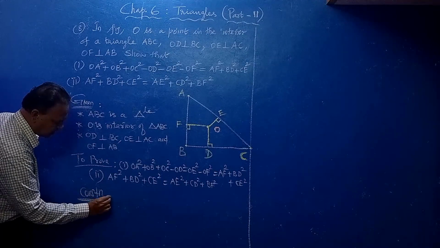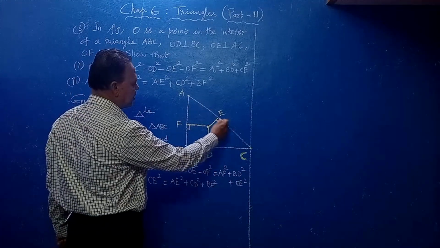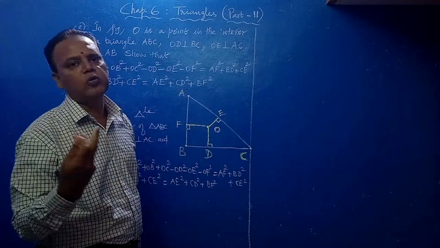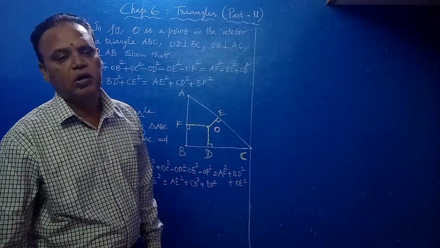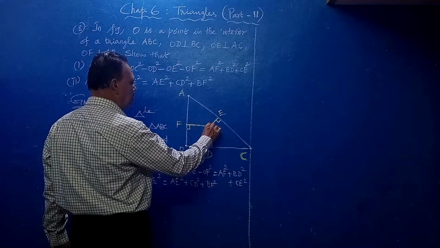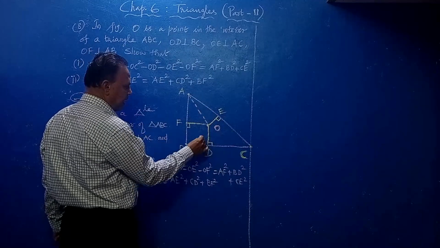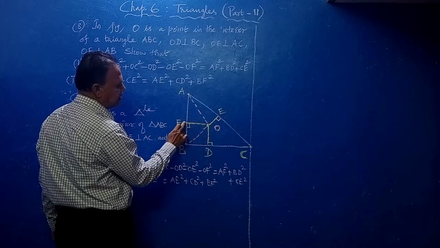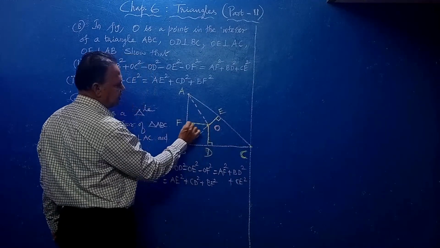Construction, what you have to do is, because in this diagram you are not getting a right triangle, so how will you use the Pythagoras theorem? You cannot use it directly, so you draw construction. Here join OE and join OB. See, if you join, you will get a right triangle, so that you can use the Pythagoras theorem.